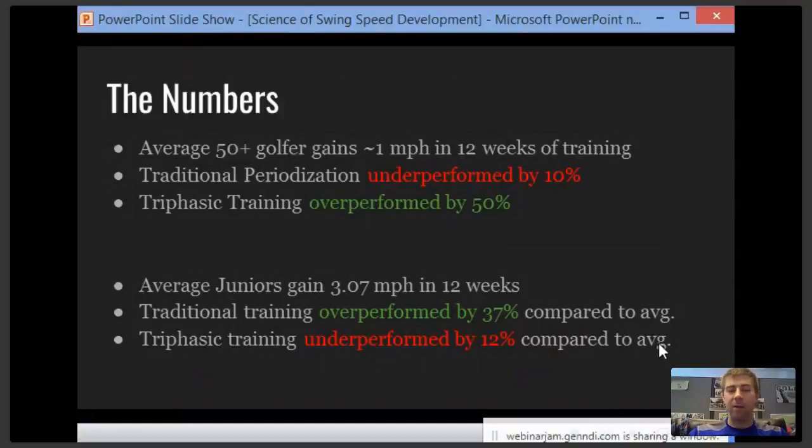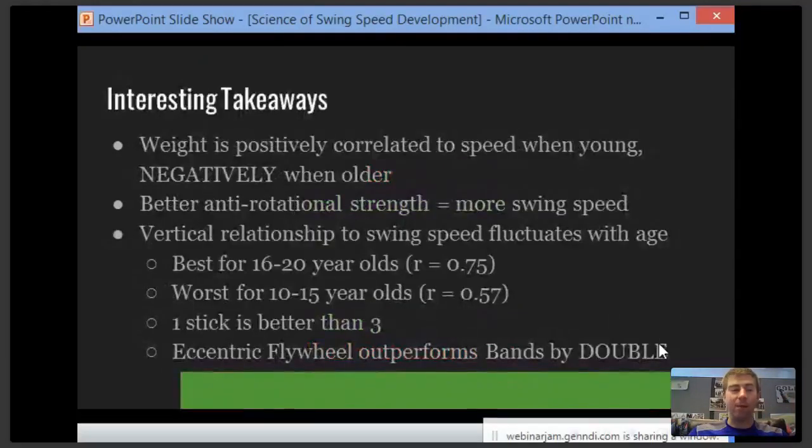And then juniors, they'll gain on average about 3 miles an hour. You see a similar but opposite flip of that, where traditional training outperformed by about a 50% difference. So traditional training was way more beneficial for the juniors, and triphasic actually was not as beneficial. Reason being, juniors are less developed. They don't have as much of a strength basis, and so they build a level of strength through volume. Once we have a good level of strength, then the triphasic actually becomes very helpful.